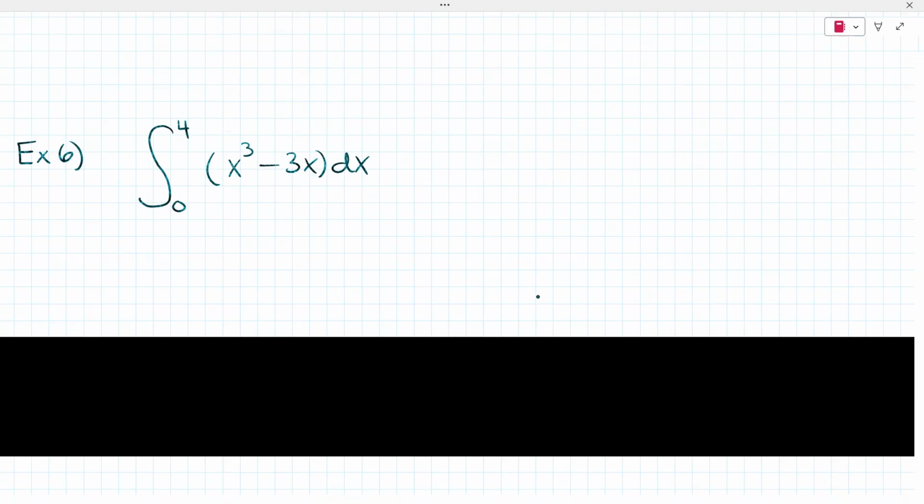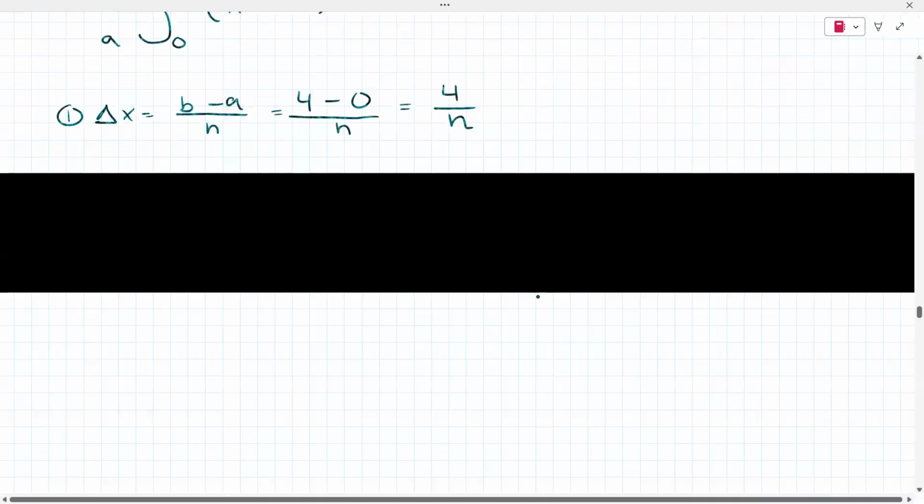Example 6. Our lower boundary is 0 and our upper boundary is 4, so a is 0 and b is 4. Here's our formula, x cubed minus 3x times dx. The first step is to find your delta x. Delta x is b minus a over n, so our upper boundary 4 minus our lower boundary 0 over n. 4 minus 0 is 4 over n.